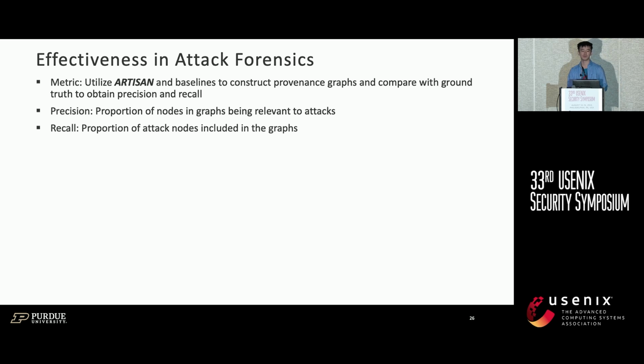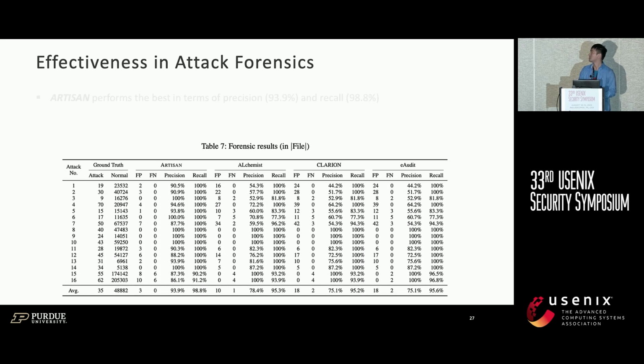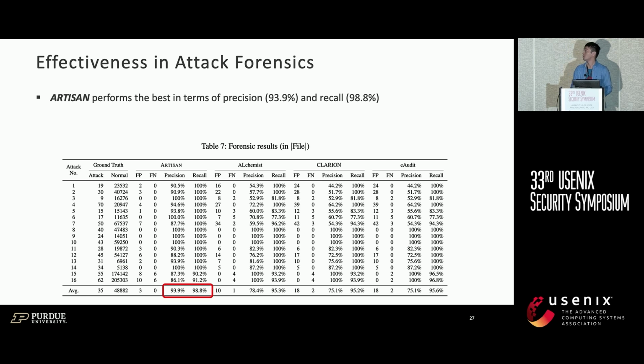Finally, we want to evaluate the effectiveness of our system in attack forensics scenarios. The metric is that we use both our system and the 3 baselines to generate the provenance graphs. Since we already manually labeled all these graphs, we compare them to obtain precision and recall. The precision is defined as the proportion of nodes in the graph being related to the attacks, and the recall is defined as the proportion of the attack nodes included in the graphs. So this is the result, and our system performed the best in terms of precision and recall.